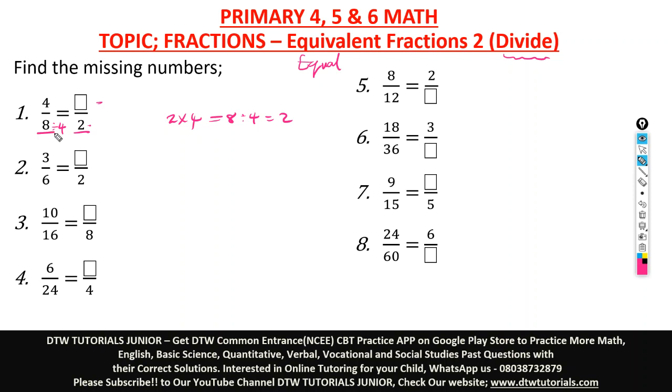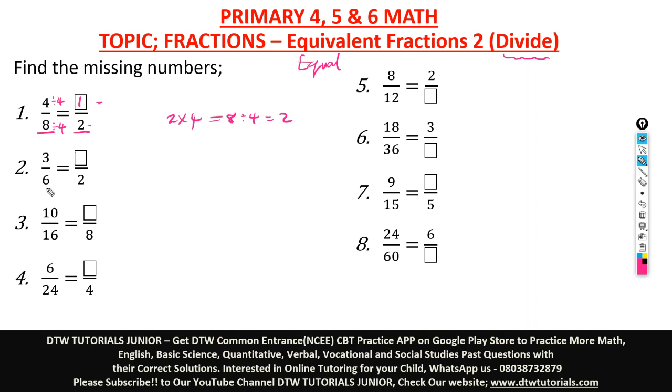So whatever you do to your bottom number, that's your denominator, you must do to your top number, which is your numerator. When you do 8 divided by 4, which gives us 2, you also have to do 4 divided by 4. And what is 4 divided by 4? It gives you 1.